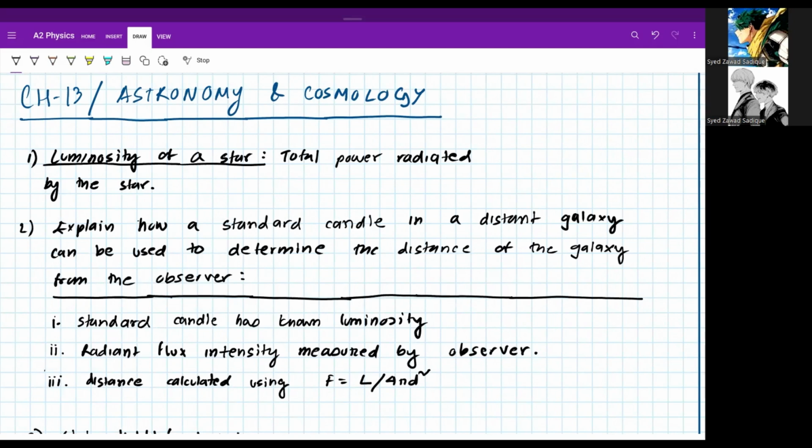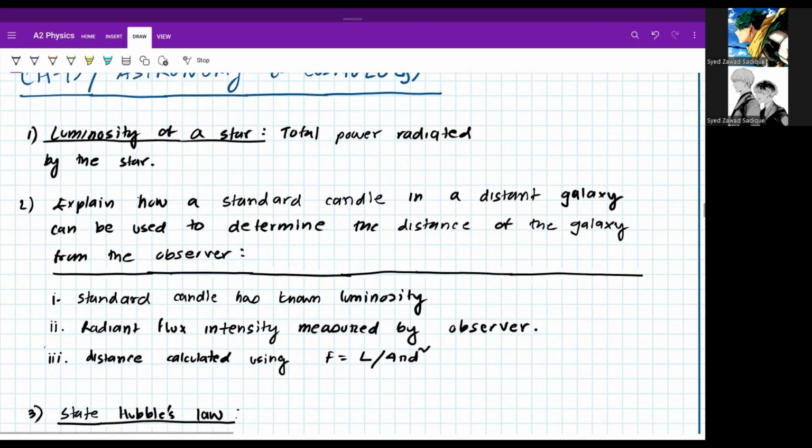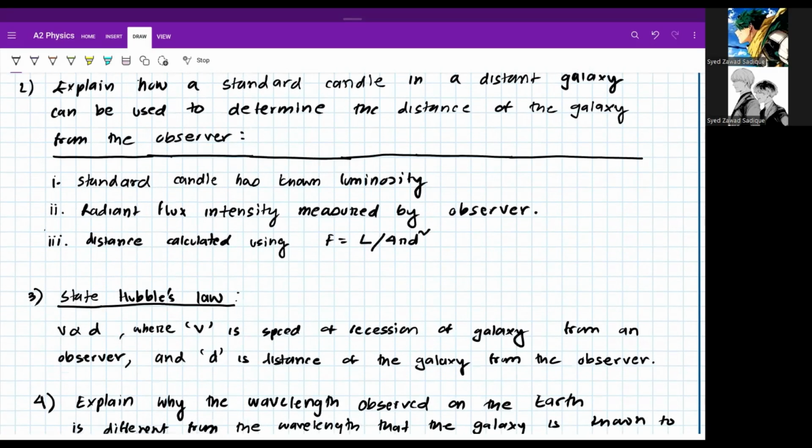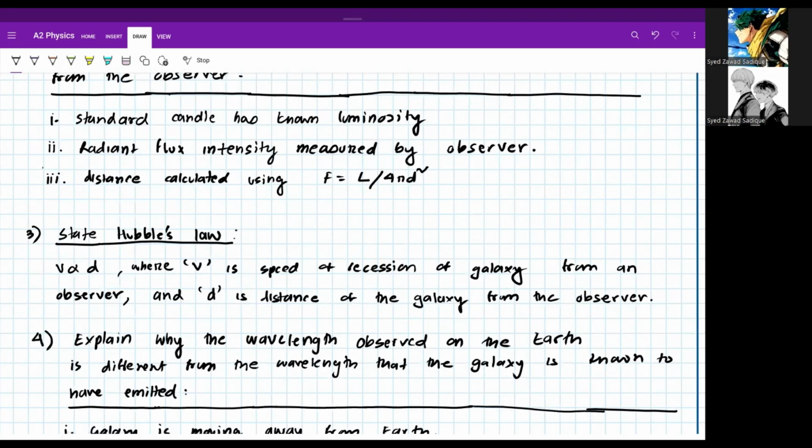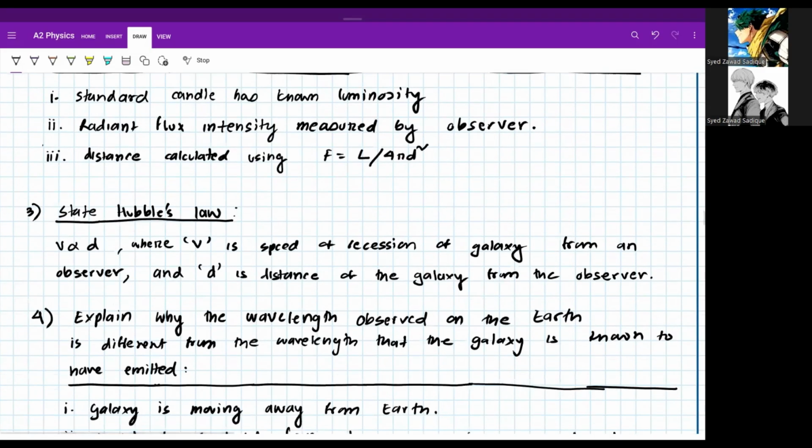Number one, we have luminosity of a star, that is total power radiated by the star. Explain how a standard candle in a distant galaxy can be used to determine the distance of the galaxy from the observer. Standard candle has known luminosity, radiant flux intensity is measured by the observer, and distance is calculated using F is equals to L divided by 4 pi d square. State Hubble's law: velocity is proportional to d, where v is speed of recession of galaxy from an observer, and d is the distance of the galaxy from the observer.